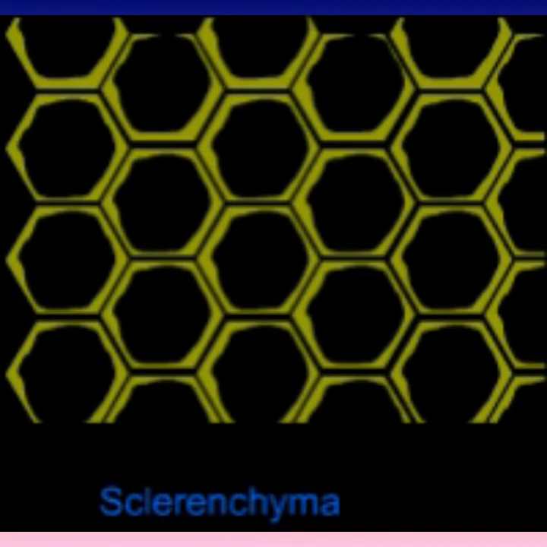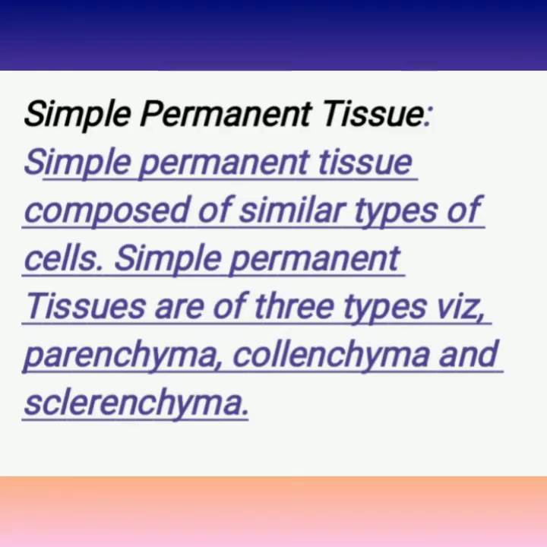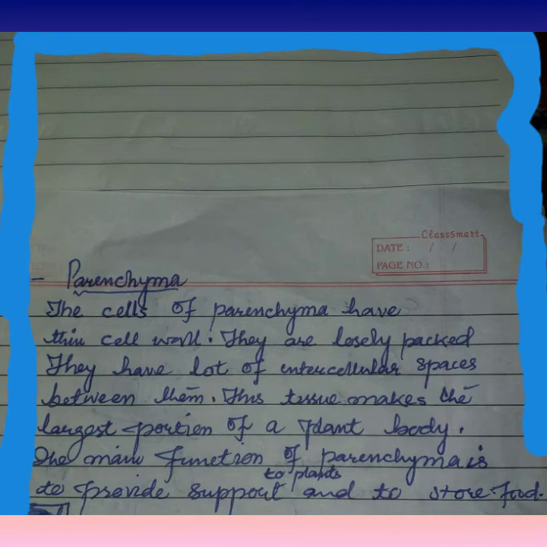It provides kind of resistance to plant parts. Dear students, we have seen the bark. That bark is composed of sclerenchyma. Dear students, bark is an example of sclerenchyma.